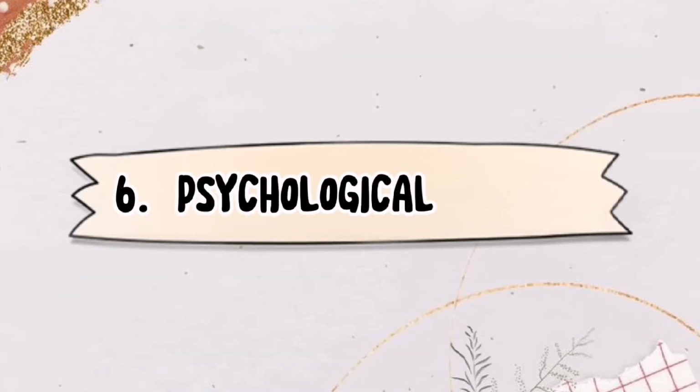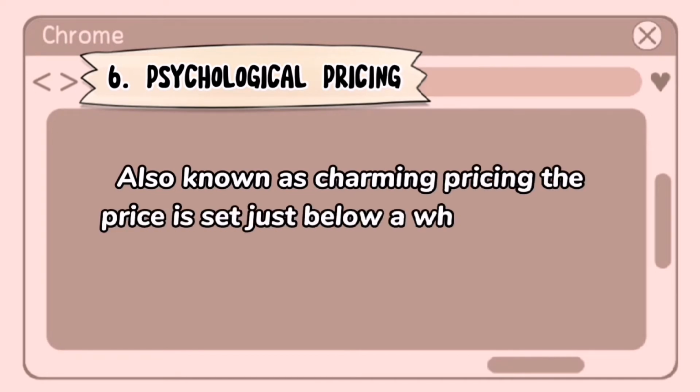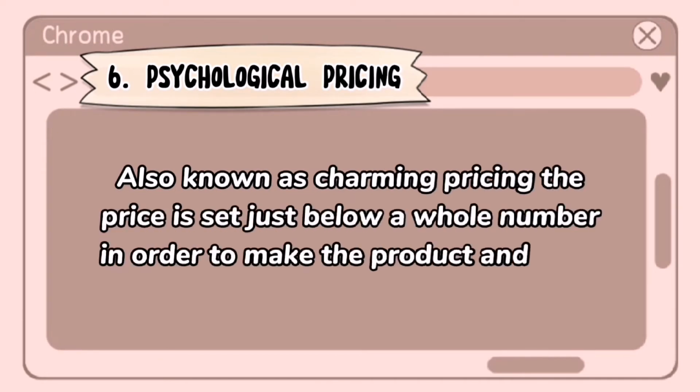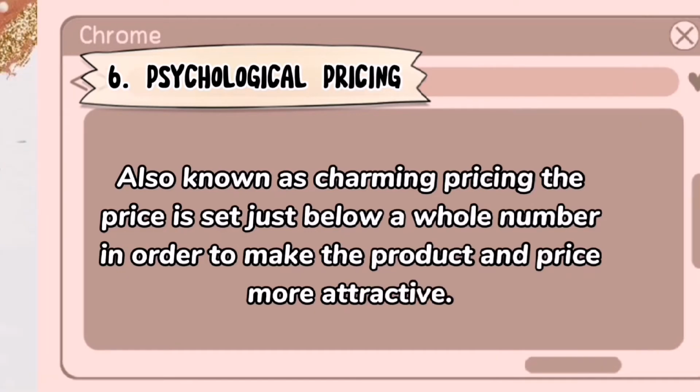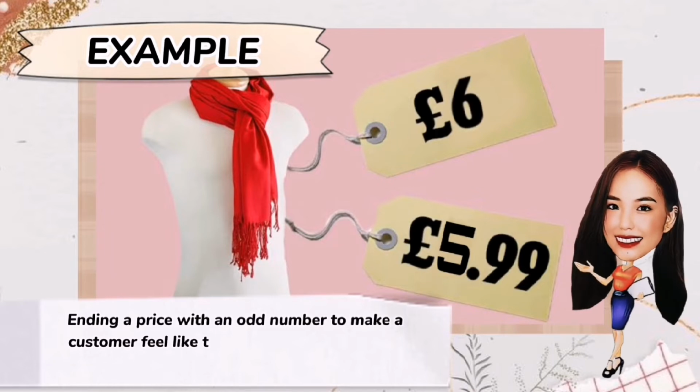Number 6. Psychological pricing, also known as charm pricing. The price is set just below a whole number in order to make the product and price more attractive. Example, ending a price with an odd number to make a customer feel like they are spending much less.